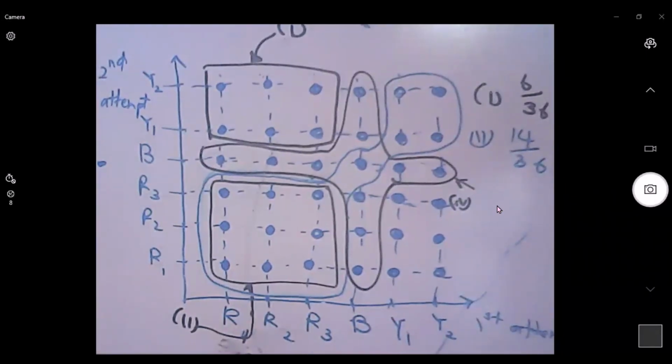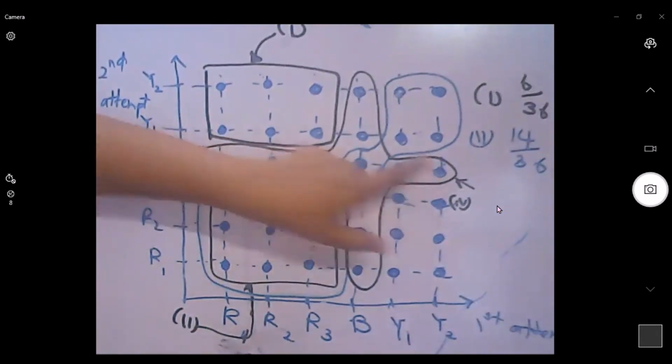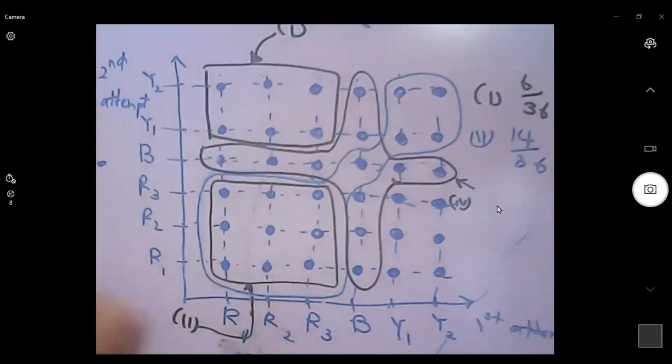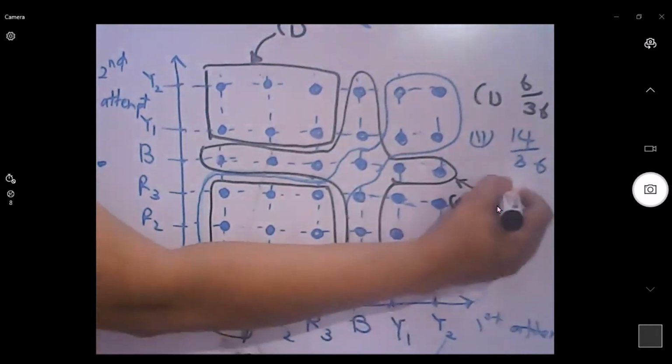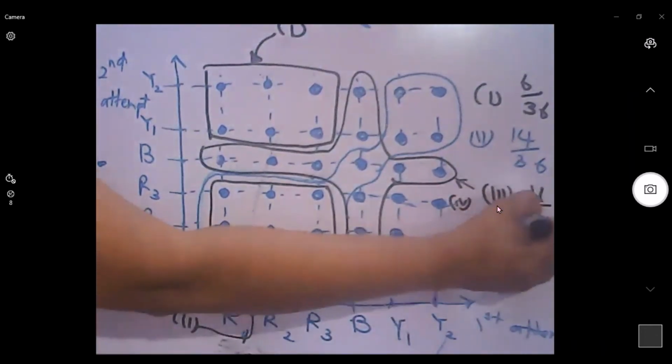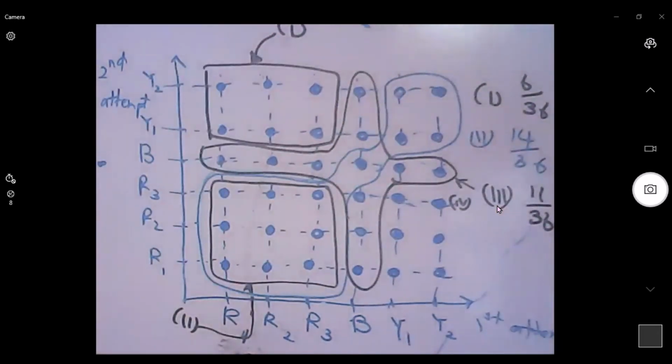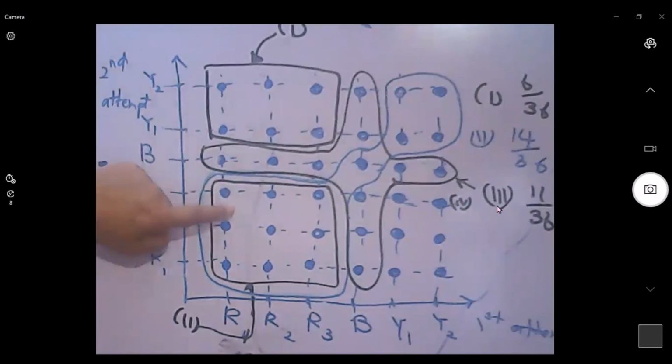Then what is the probability? How many events are there? 1, 2, 3, 4, 5, 6, 7, 8, 9, 10, 11. How many events are there? 11. Then you can write the probability as 11 over 36. For the next question, here we marked 4 events: 1, 2, 3, 4.